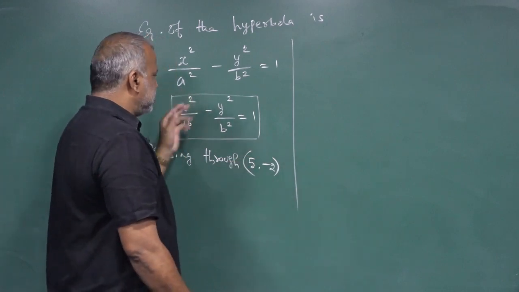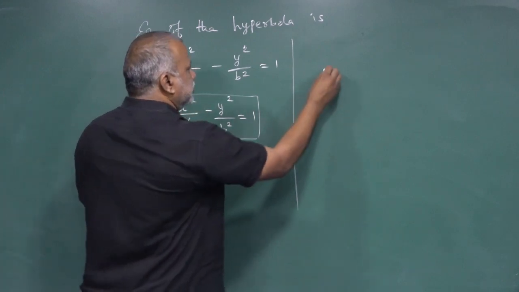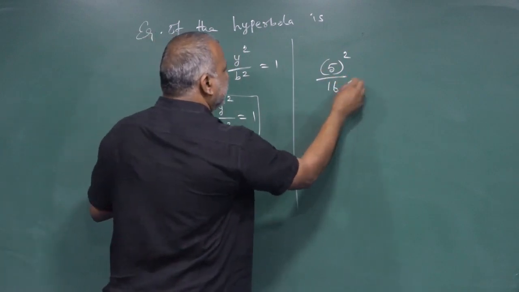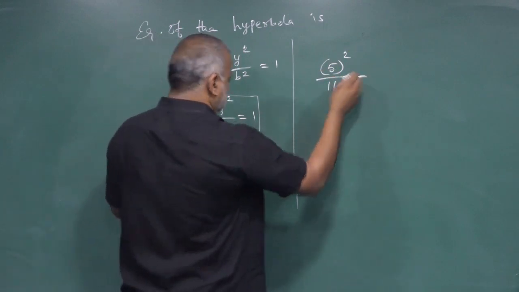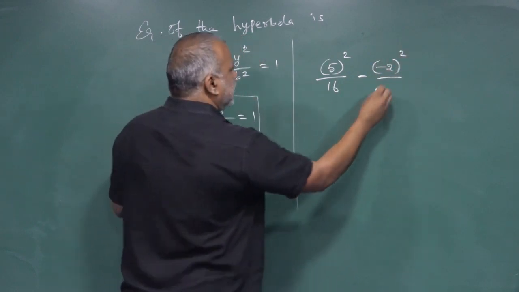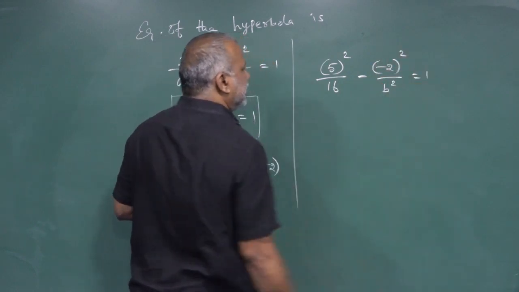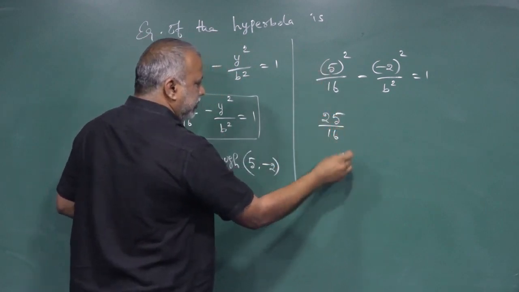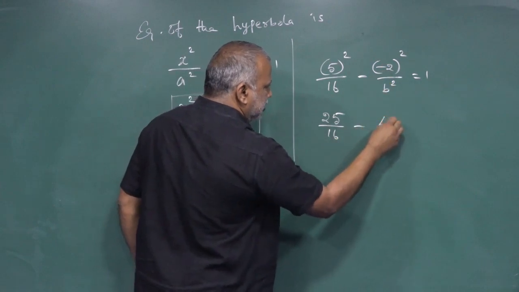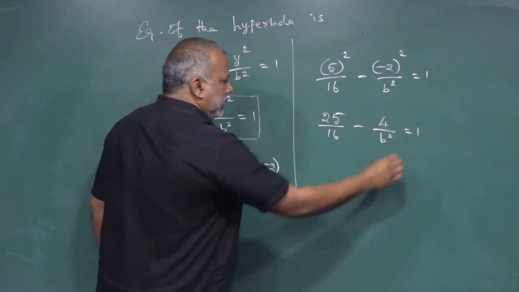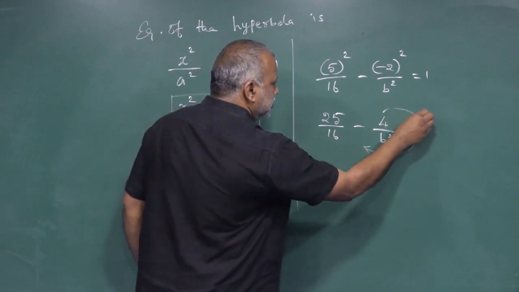Passing through the point, just substitute here. Instead of x, I can substitute 5 squared divided by 16 minus y squared, that means minus 2 squared divided by b squared, which is unknown, equal to 1. 5 squared becomes 25 divided by 16 minus 2 squared means 4 divided by b squared equal to 1. I can interchange these two values.